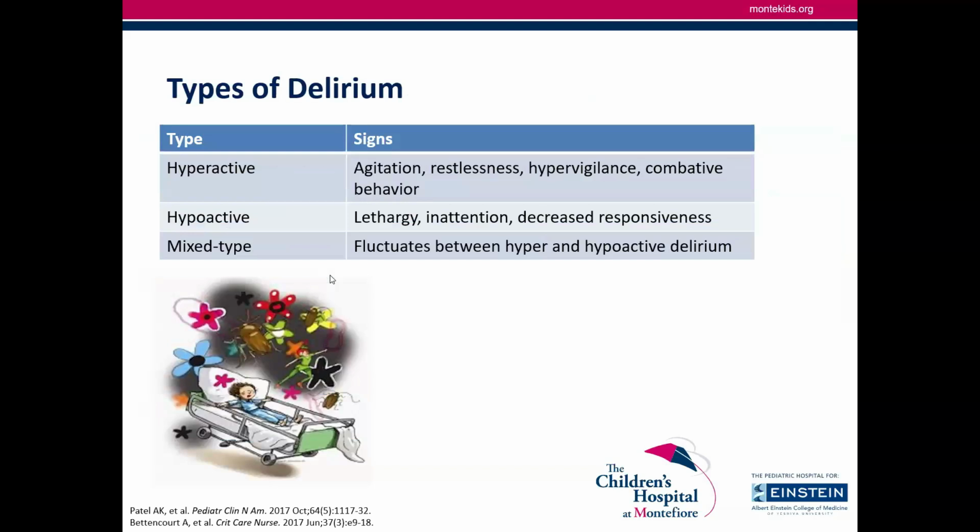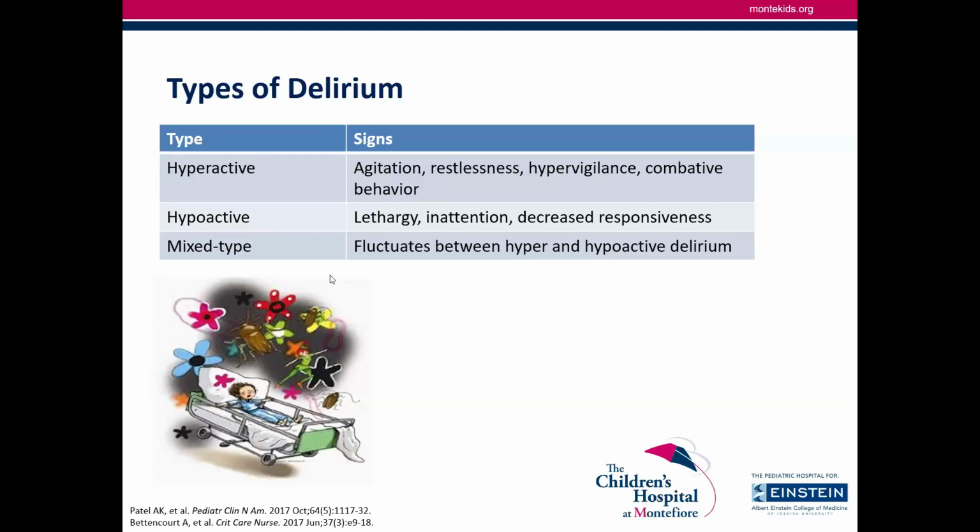There are two main types of delirium, hyperactive and then hypoactive, and then there's also a mixed type that fluctuates between the two of them. So hyperactive consists of signs of agitation, of restlessness. They might have combative behavior. So these are the patients that we'll likely see being in restraints, unfortunately. And then hypoactive consists of signs of lethargy and inattention, and then overall decreased responsiveness.